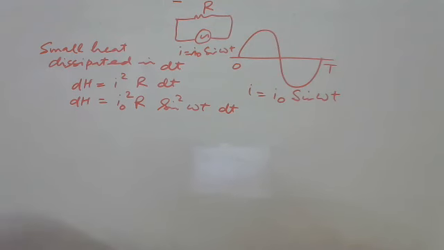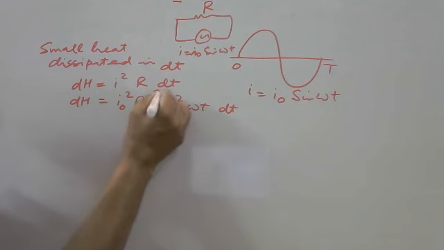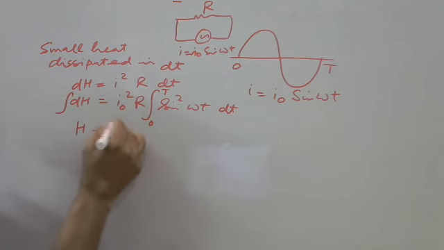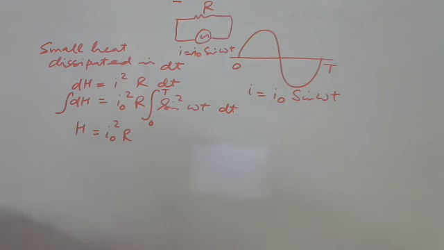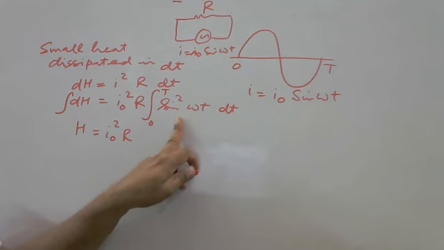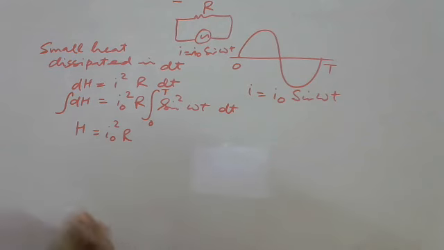0 to t by 2 is not the limit. 0 to t is the limit, because we are taking the RMS value for full cycle. So the limit should be 0 to t. It means here, we cannot find the value of the integration of sin square omega t directly. That's why we have to substitute it.